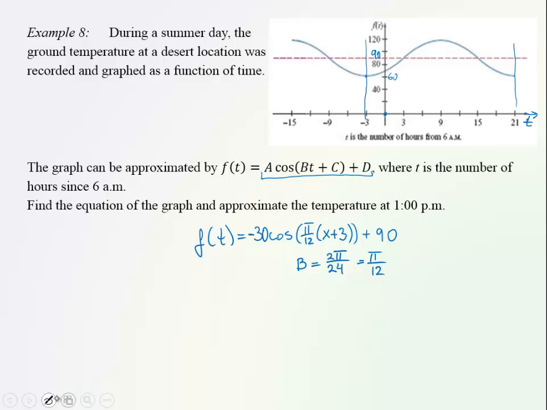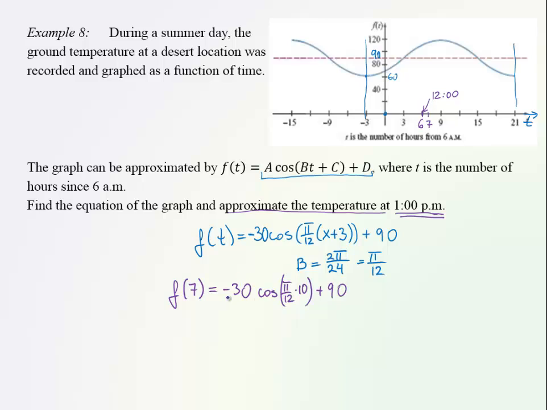Now, the second part of this question calls for approximating the temperature at 1 p.m. Well, first of all, we need to locate 1 p.m. If this is 6 a.m., then adding 6 hours will be 12. So this point on the number line really corresponds to 12 p.m. Therefore, 1 p.m. is at 7. Okay, therefore we really need to calculate what f of 7 is. Negative 30 cosine pi over 12 times 7 plus 3, which is 10, plus 90.